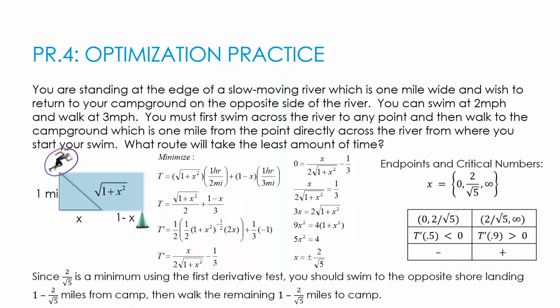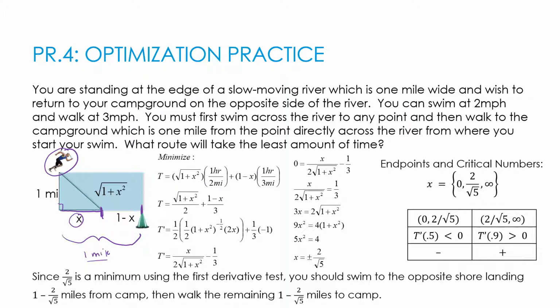Which is 1 mile wide. So this distance from here to here. Whoa. Let me try that again. This distance from here to here is 1 mile. And I know that I can swim across the river. Look, I got a right triangle. That's exciting. I'm going to call this distance that I cover x, which means whatever distance is left over would be 1 minus x, because again it's 1 mile minus whatever part of a mile that I went through already.